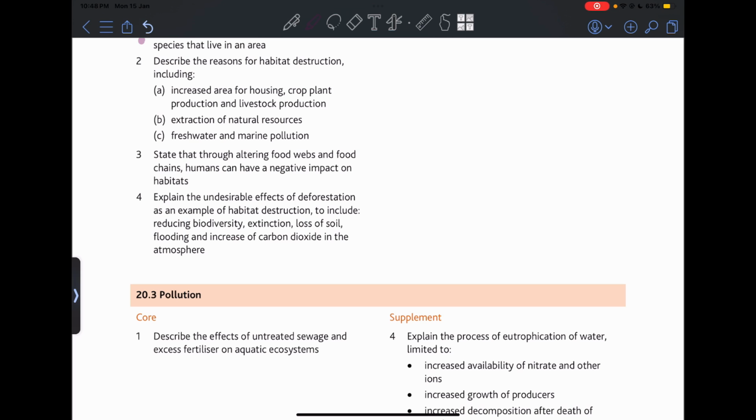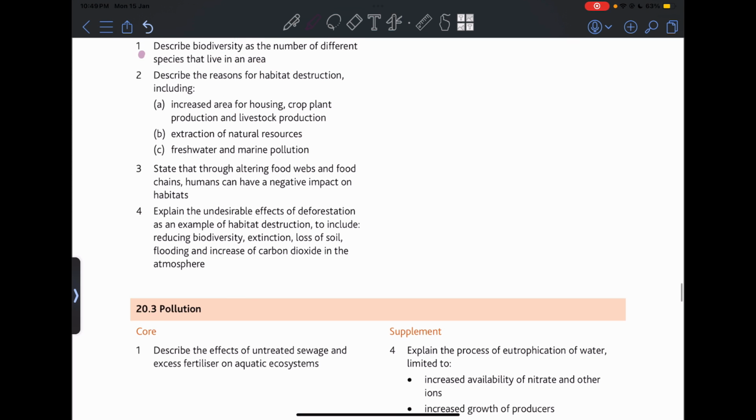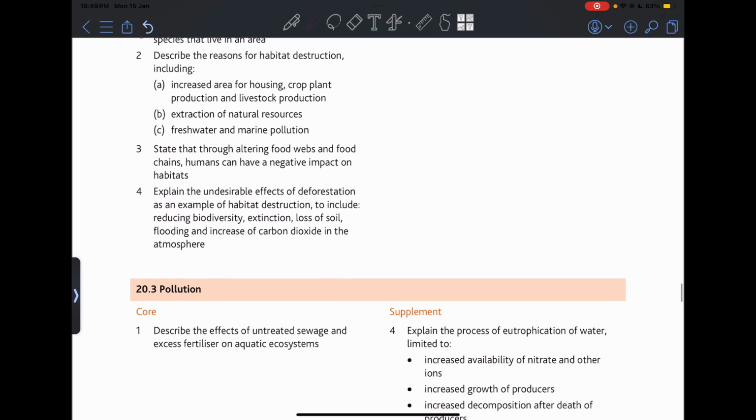State that through altering food webs and food chains, humans can have a negative impact on habitats. If they cut down trees, they will actually destroy the producers, and then there will be food chains that are destroyed forever because they don't have the producers or they don't have consumers. Explain the undesirable effects of deforestation as an example of habitat destruction to include reducing biodiversity, extinction, loss of soil, flooding, and increase of carbon dioxide in the atmosphere.